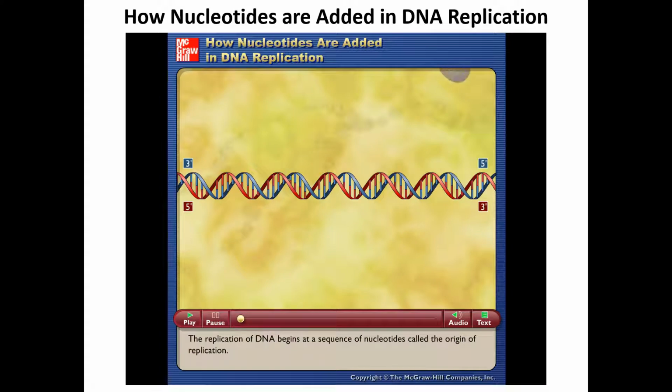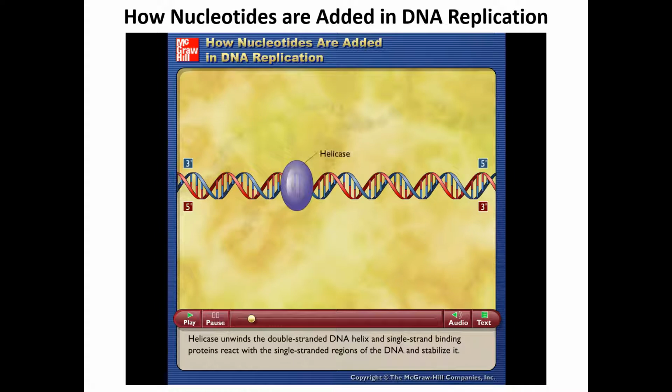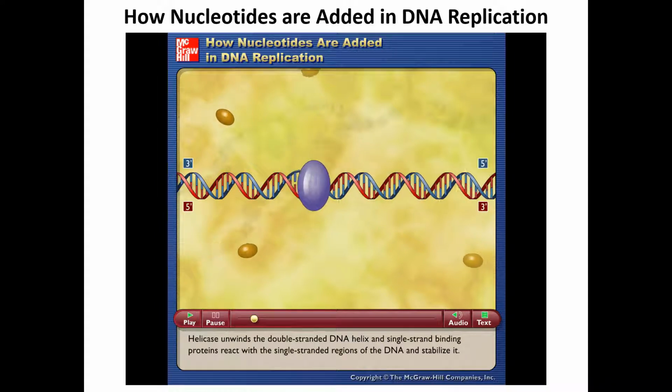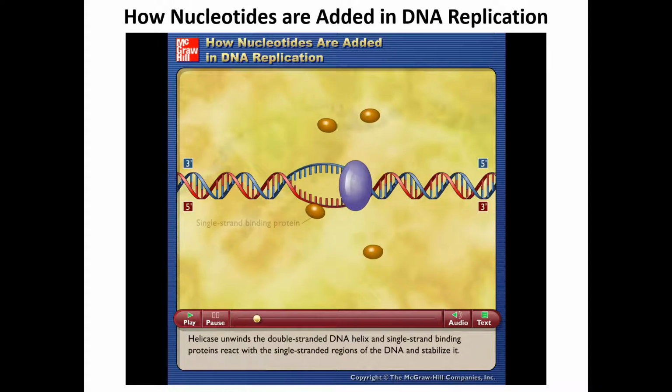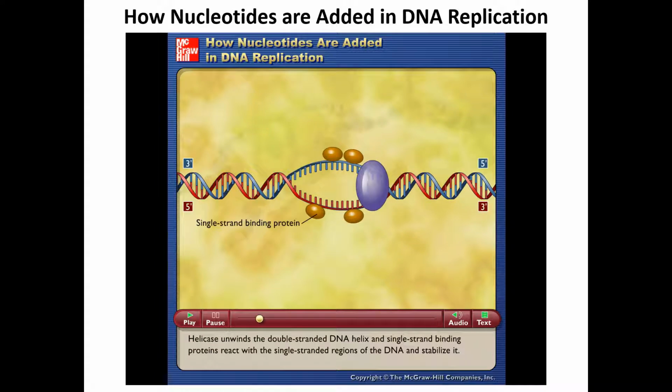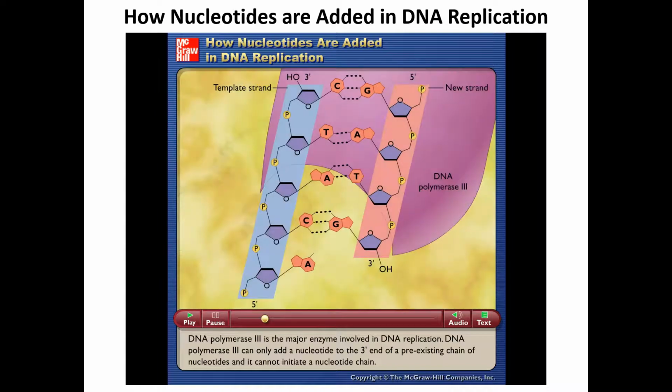The replication of DNA begins at a sequence of nucleotides called the origin of replication. Helicase unwinds the double-stranded DNA helix, and single-strand binding proteins react with the single-stranded regions of the DNA and stabilize it. DNA polymerase 3 is the major enzyme involved in DNA replication.